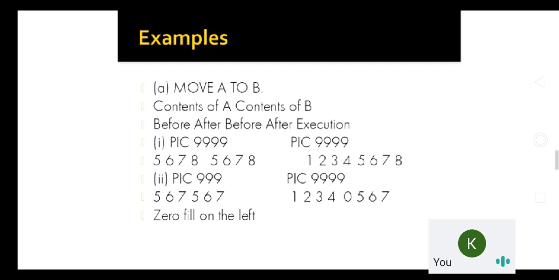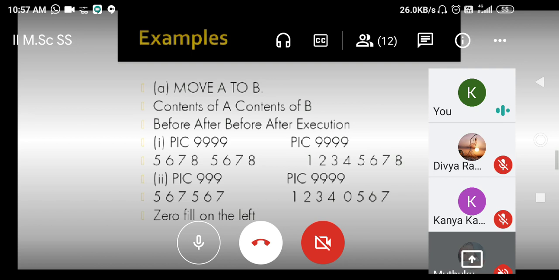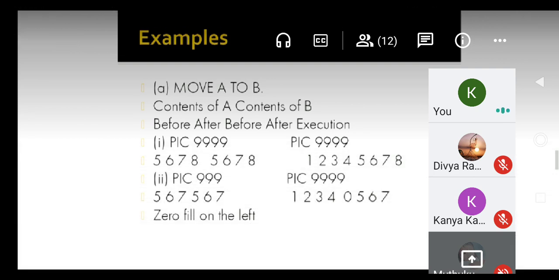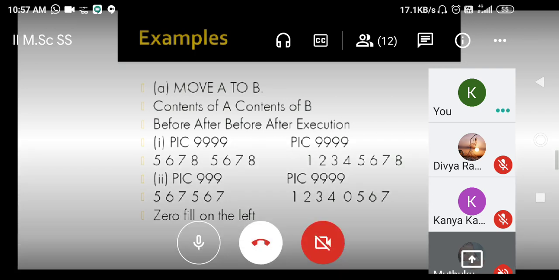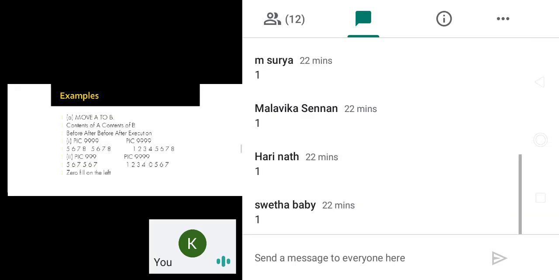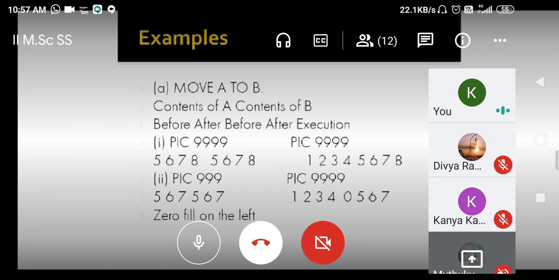Now identifier A has the value 27. I am going to move this value 27 to identifier B, where the picture clause of B has a 2-digit position, just two 9s. Now what will happen? What will be the value of identifier B? Post your answers in the chat box.